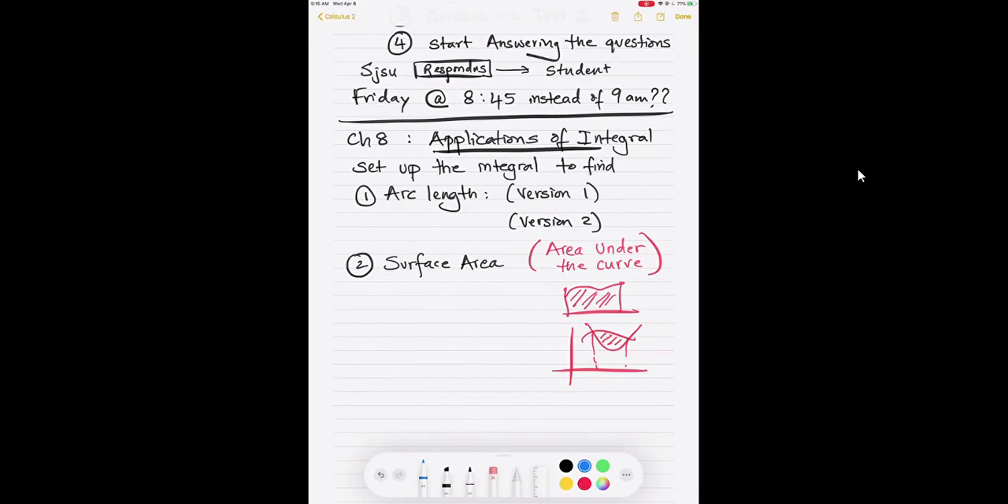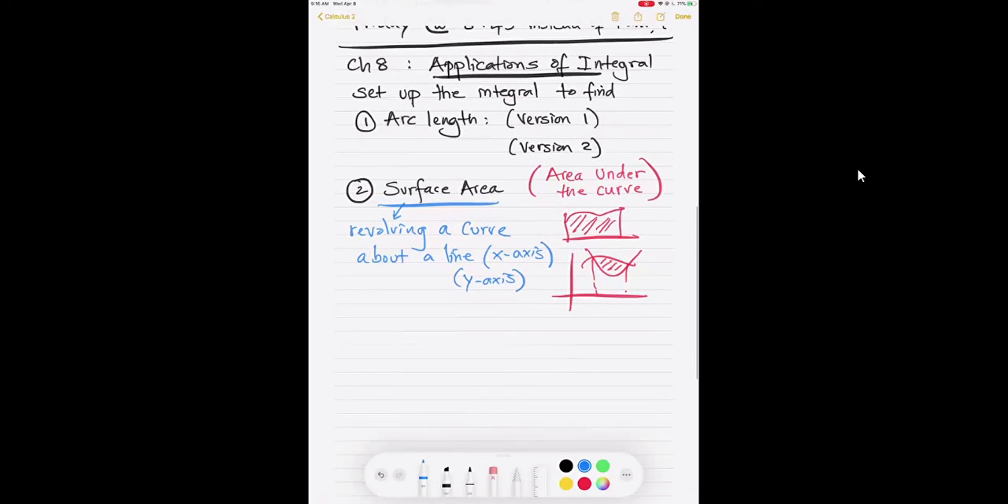So what do I mean by surface area? You get this surface by revolving a curve about a line, which we're going to keep very simple: it's going to be the x-axis or y-axis. So you're going to get this 3-dimensional object first. In other words, this was area under the curve; surface area is going to be this one revolved. So you are going to get something like this, a solid of revolution, so to speak.